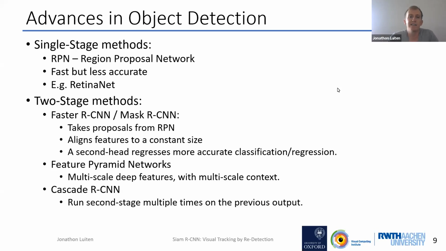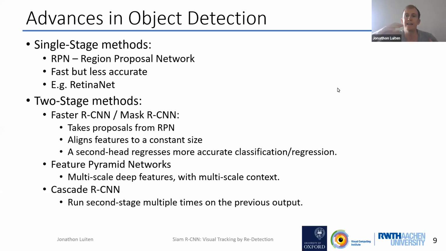In contrast, for two-stage methods, a typical example is Faster R-CNN or Mask R-CNN. They do the same thing as these single-stage methods. They take these RPNs to generate proposals, but then in a second stage, they take the features of each proposal. You already have a proposal for what the box is. They align it to a constant size. This uses ROI Align, region of interest alignment.